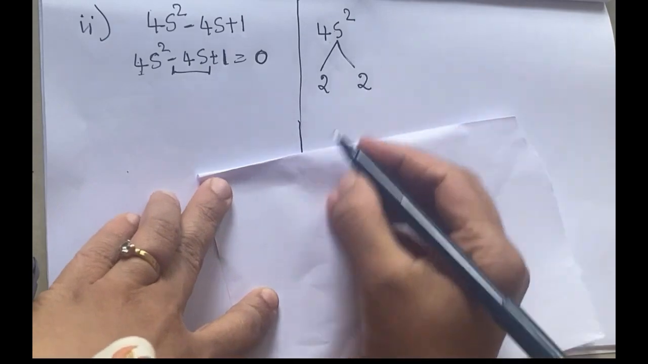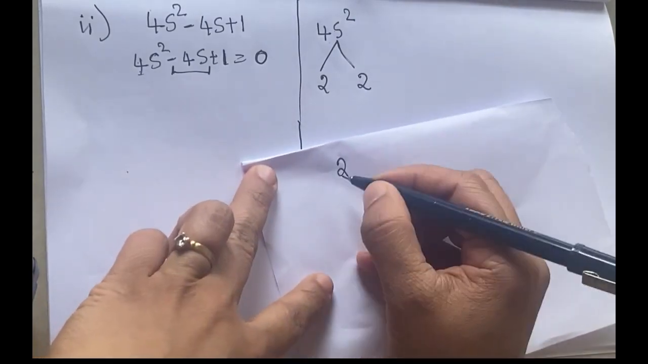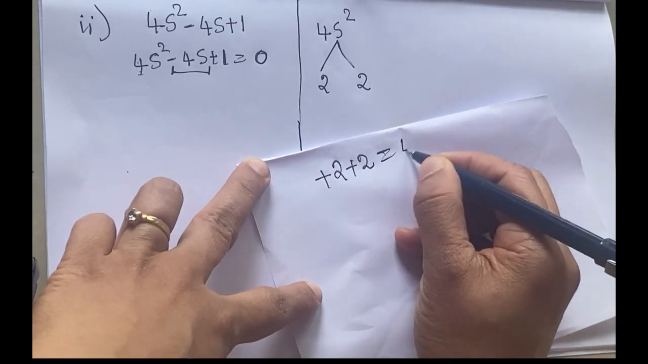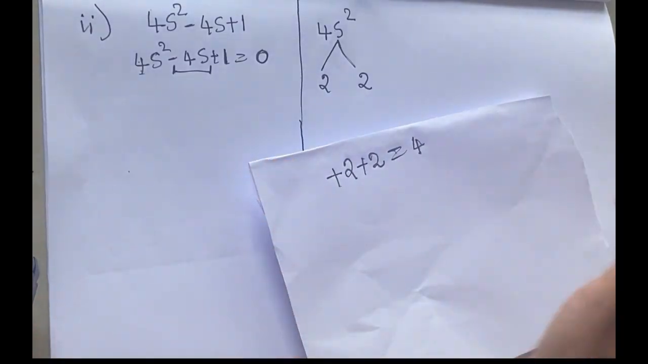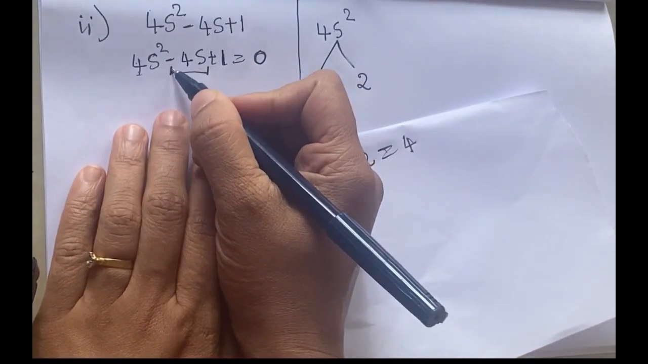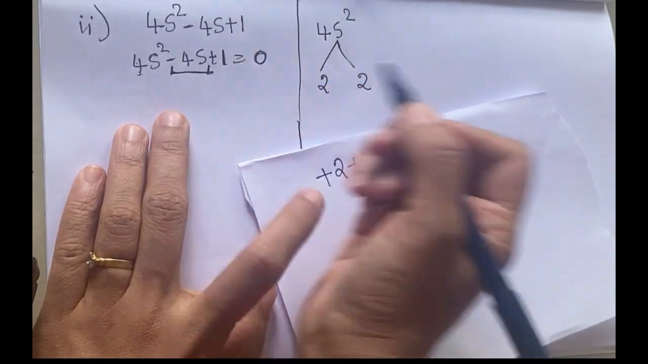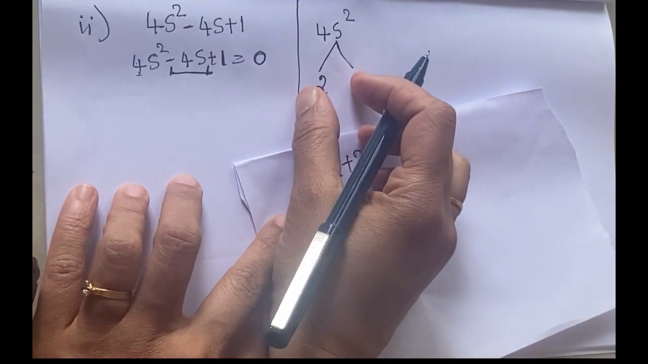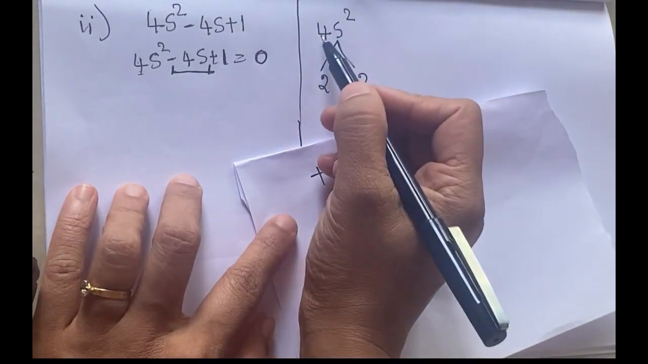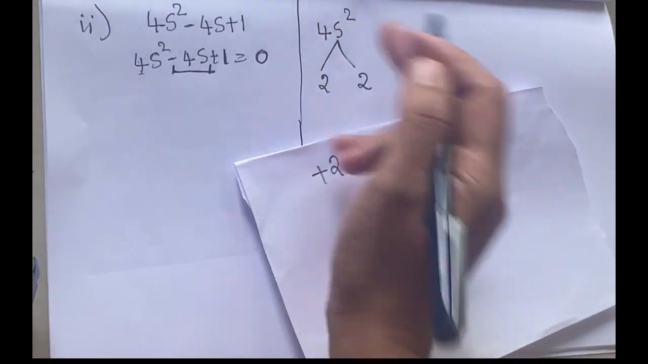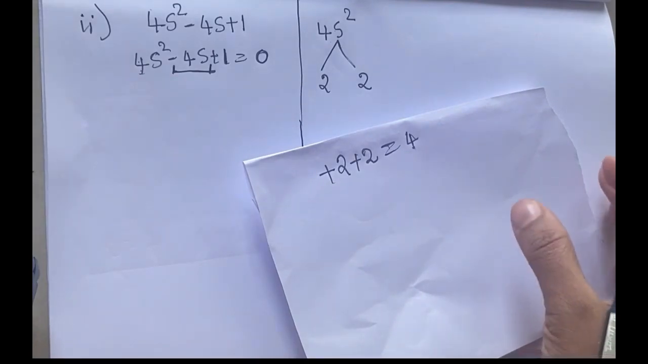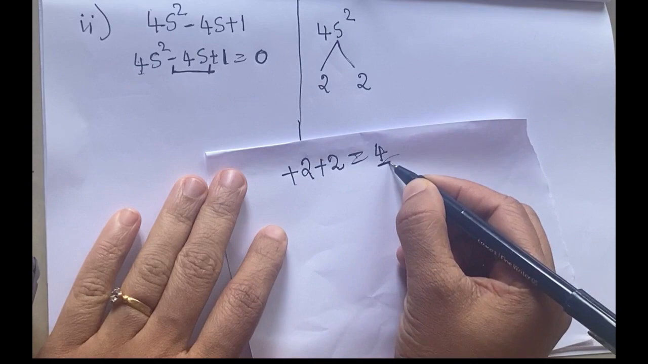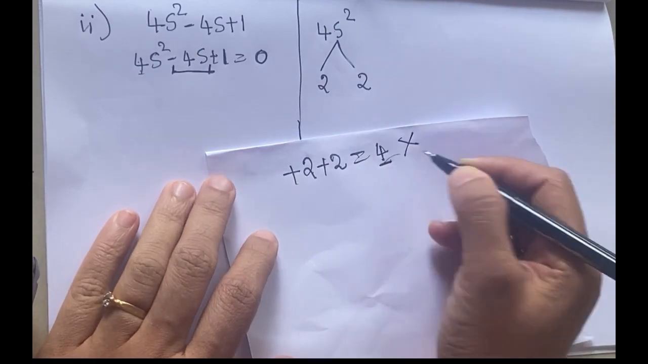Here, if I take plus 2 and plus 2, if I add these two, I will get plus 4. But always look at the middle term. When you add these two terms, you need to get the middle term. When you take the product, you need to get 4s square. If I take plus 2 and plus 2, I will get 4. This one is not possible.